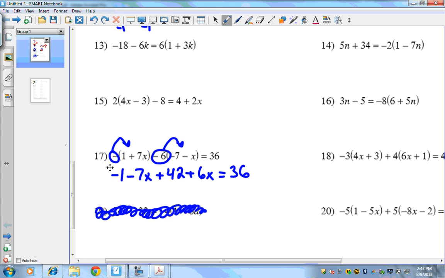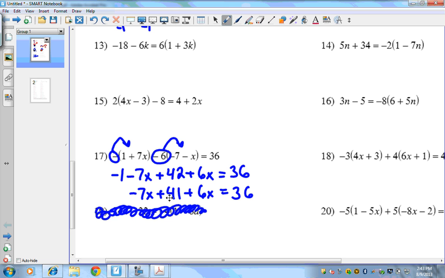Now when I combine like terms, remember you combine terms based upon the fact that they have an x or a variable, or no variable, or the same variable. So I'm just going to go ahead and combine the negative 1 and the positive 42. So when I do that, I get negative 7x plus 41 plus 6x equals 36.